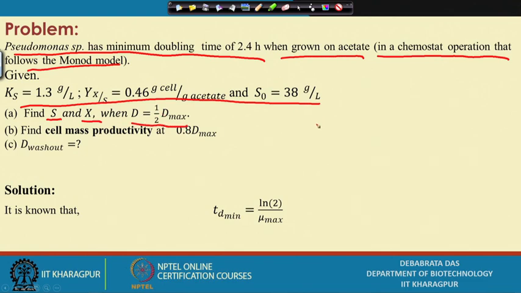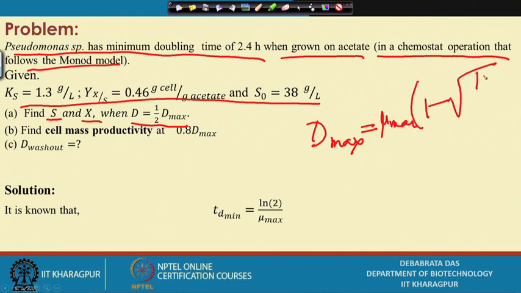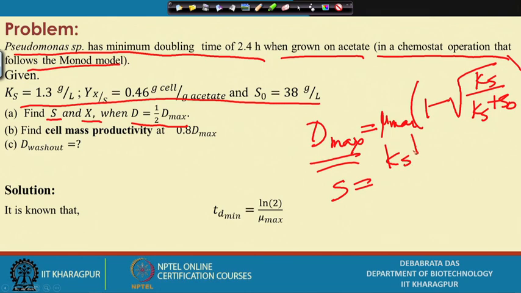So first we can easily find out what the D max value is. D max will be equal to mu max into 1 minus root over K s by K s plus s 0, am I right? So we can easily find out the value of D max. Once we know that, we can find out the value of s. S is K s into D divided by mu max minus D, am I right? So we can find out the s value, and once you know that, we can find out the x value. X value is what?